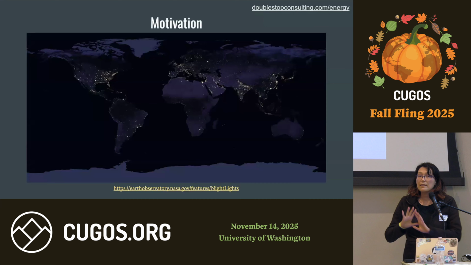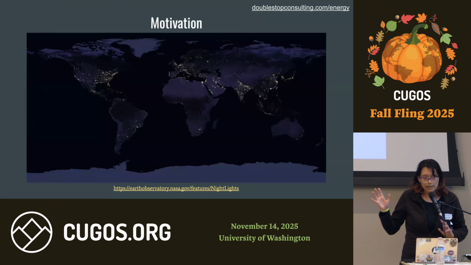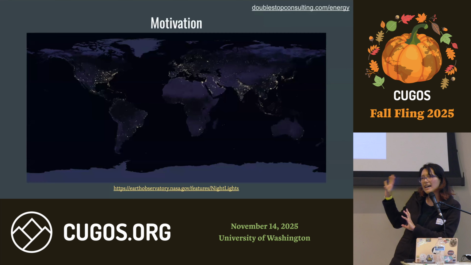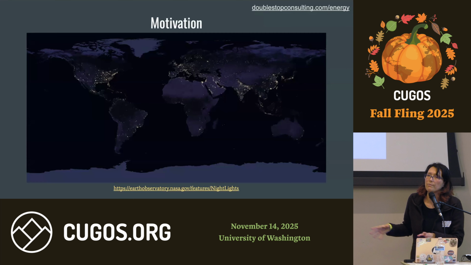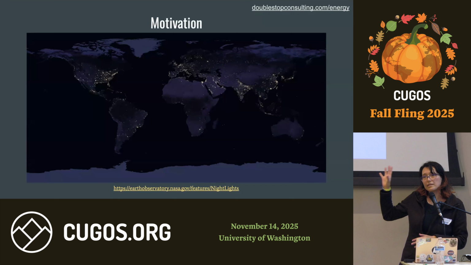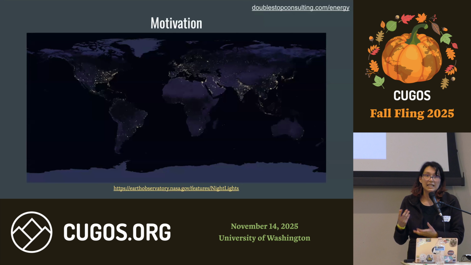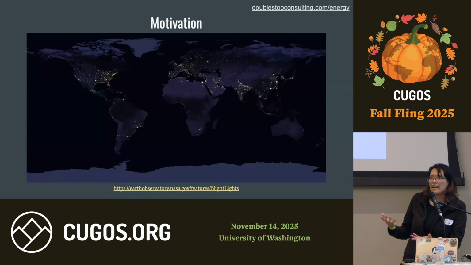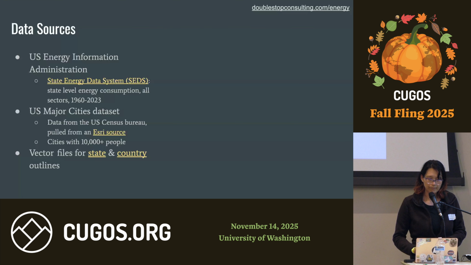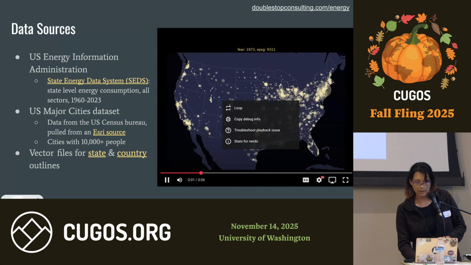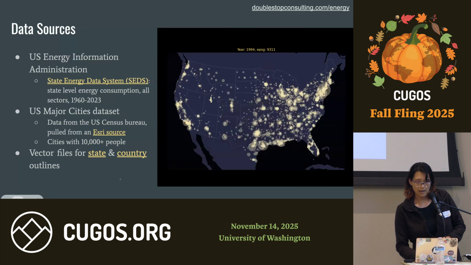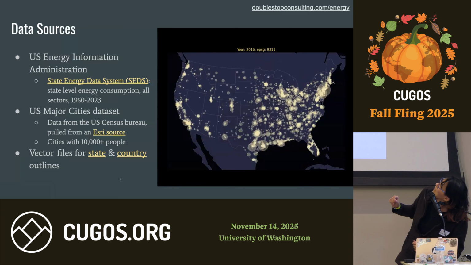Okay, so now what's the motivation here? I was looking at these beautiful images of the lights at night. This is satellite imagery that was stitched together from multiple sources and made pretty. And my notion was, okay, why can't we use this as inspiration to display energy consumption? And we can display energy consumption over time. So I am going to play this in a loop while I talk through some of the sources.